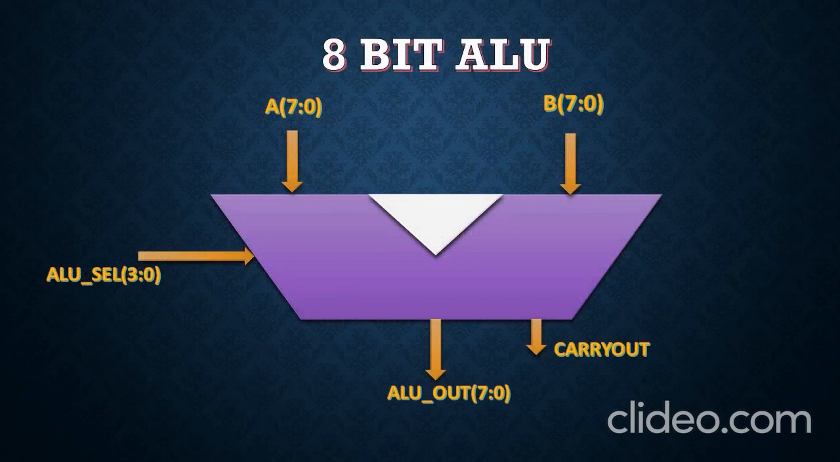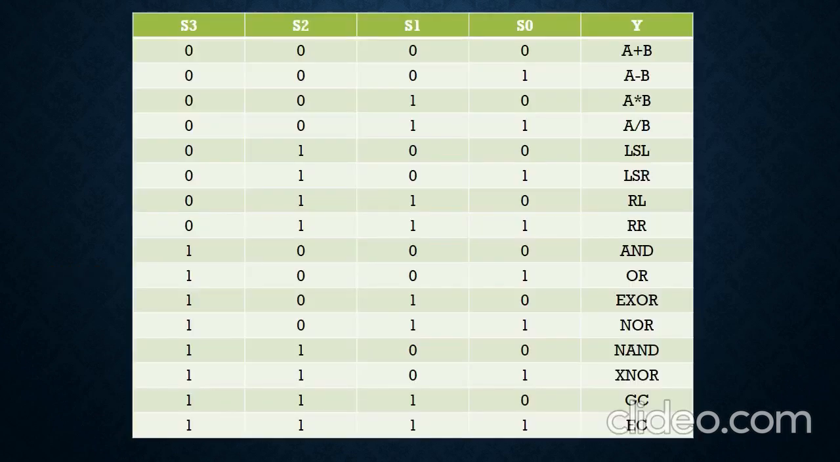This is an 8-bit ALU. Means we have two 8-bit inputs which are A and B, and we are naming them as A7 to A0 and B7 to B0. To select a particular function like addition or subtraction, we give some values to select lines. For 1111, we will perform the equal comparison operation.